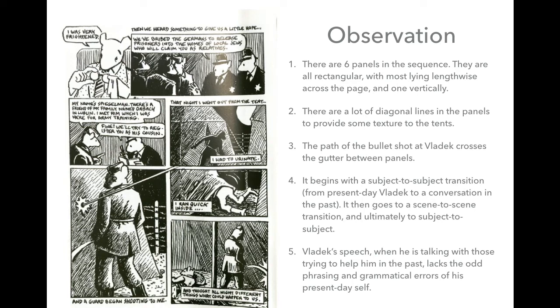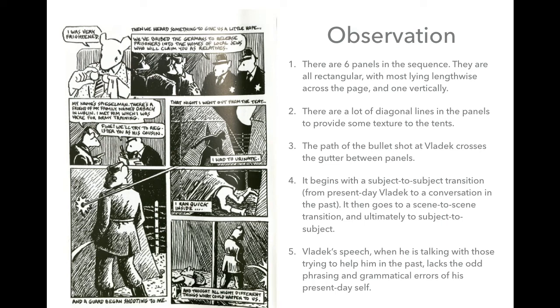Vladek's speech, when he is talking with those trying to help him in the past, lacks the odd phrasing and grammatical errors of his present-day self. You can make observations about words as well. I did not necessarily put those in there because we're going to be looking a lot more at what words specifically are doing when we talk about novels and short stories in the next unit. Here, because graphic novels are different because of the combination of words and images, I'm going to focus a little more on the pictures. But here it's interesting.